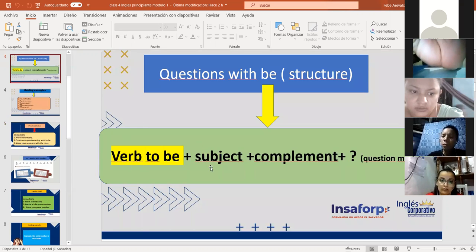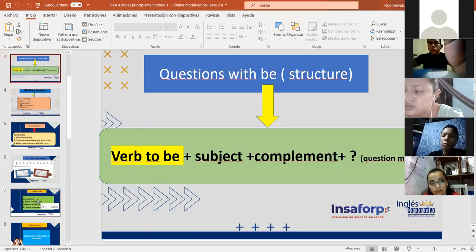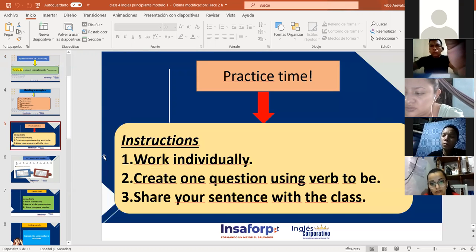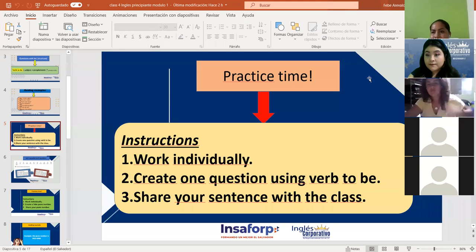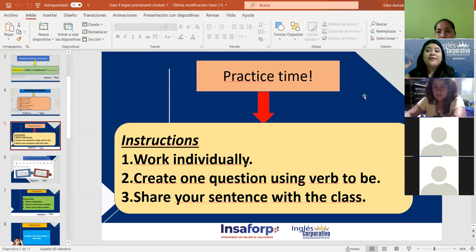Remember, you're going to use this structure. Yes, Maria Teresa? Is Edgardo my son? Mm-hmm, exactly, very good. Is Edgardo my son? Excellent. Edgardo is my, see? Is, if it is a question, you need the verb to be at the beginning. Is Edgardo my son? Yes. Very good. So Edgardo is going to be your subject. Excellent. Very good.